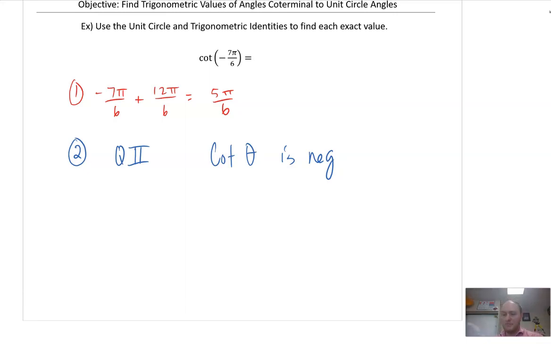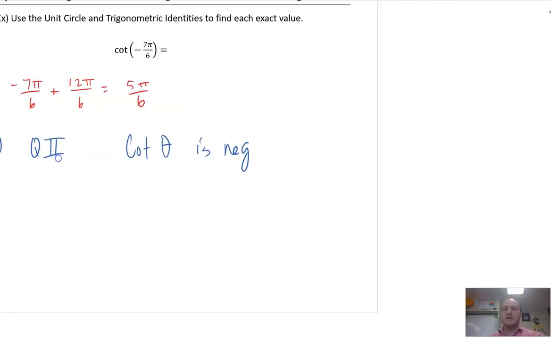Now how do you know this? Well, I have my quadrants. In A, everything's positive, all students. Only sine is positive in quadrant 2, so that means that sine and cosecant would be positive there. Tangent is positive in quadrant 3, and cosine is positive in quadrant 4. So in quadrants 1 and 3, tangent and cotangent will be positive. That's because cotangent is cosine over sine.